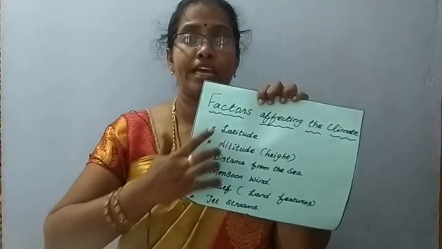In that, first of all, I am going to explain the latitude lines. What is meant by latitude, students? India lies, as I said just before about the extension of India, from 8 degrees 4 minutes north to 37 degrees 6 minutes north latitude. That is the extension of India.